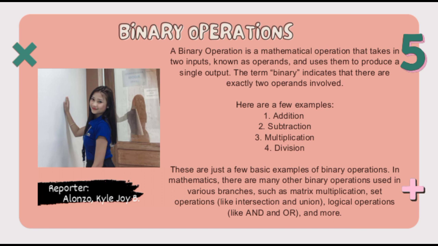Binary operations often follow specific rules and properties. For example, addition is commutative: (a + b) = (b + a), and associative: (a + b) + c = a + (b + c). But subtraction is not commutative: (a - b) is not equal to (b - a). These properties help define the behavior of binary operations.